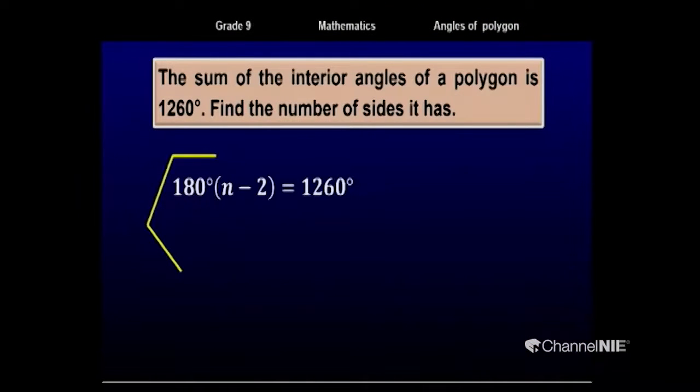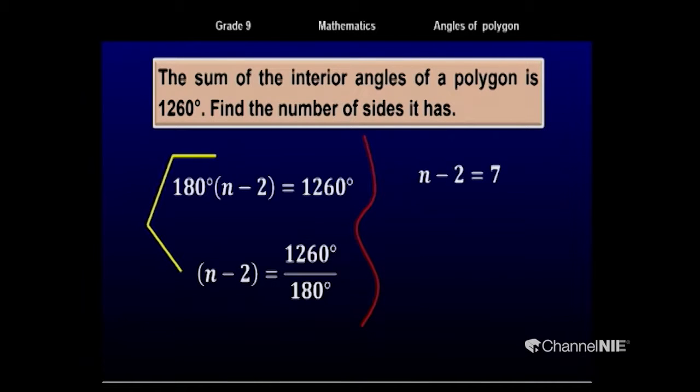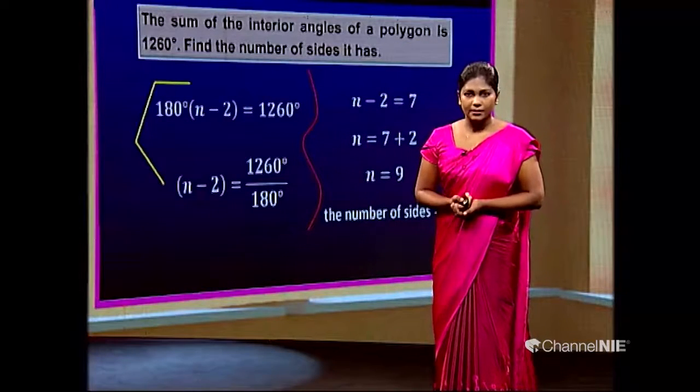180 times (n minus 2) is equal to 1260 degrees. We have to find the value of n. What do we have to do? Divide both sides by 180. On the left hand side it comes to n minus 2. The other side you can simplify. n minus 2 is equal to 7. Then minus 2 goes to the other side and becomes plus 2. n is equal to 9. So the number of sides is equal to 9.